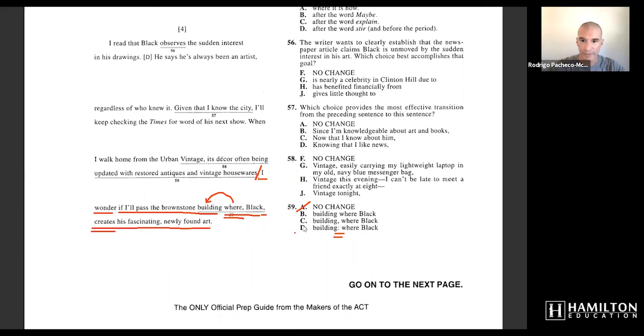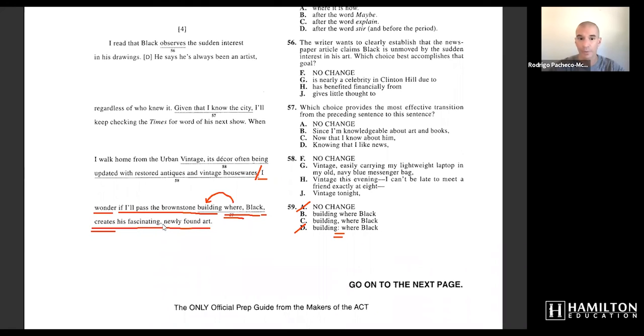All right, so we can eliminate D. Now, both B and C are grammatically correct in terms of punctuation. These are both correct. What we have to decide here is whether these are non-essential elements. With C, we would be treating this second dependent clause as non-essential, and B would treat it as essential.